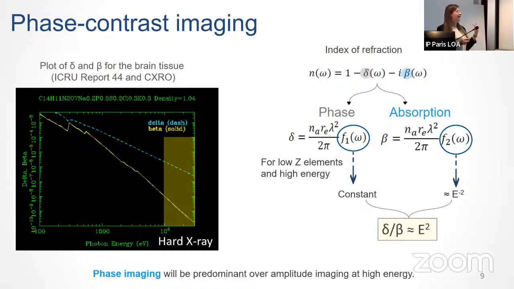When we look at higher energy photons and at low Z elements, such as biological tissue, we see that the ratio delta over beta scales as the square of the energy. Here you see a plot of delta and beta for brain tissue, and you can see that the contribution of delta, the blue line, is much higher than the contribution of beta. So phase imaging will be predominant over amplitude imaging for biological samples.